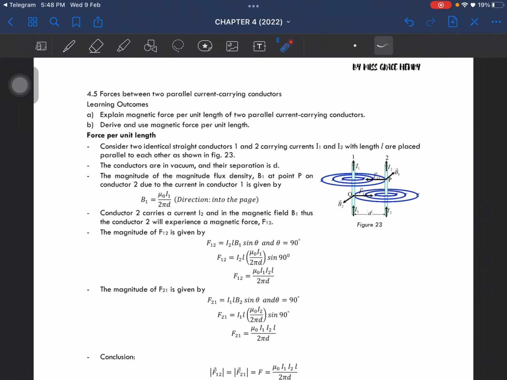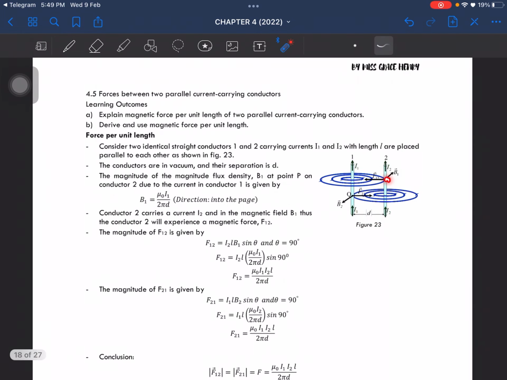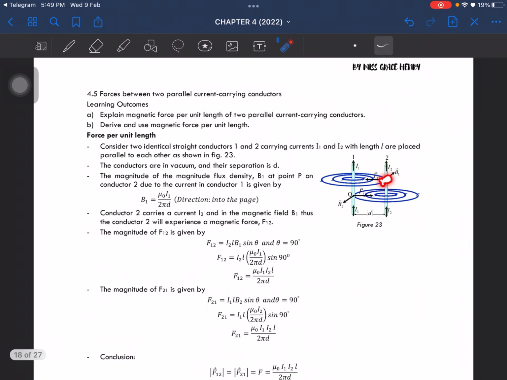So let's consider these two identical straight conductors, 1 and 2, carrying current I1 and I2 with length L placed parallel to each other. The conductors are in vacuum and the separation is D. The magnitude of the magnetic flux density at point P here on conductor 2 due to conductor 1 is given by this equation here. The direction of the magnetic flux density is going into the page.